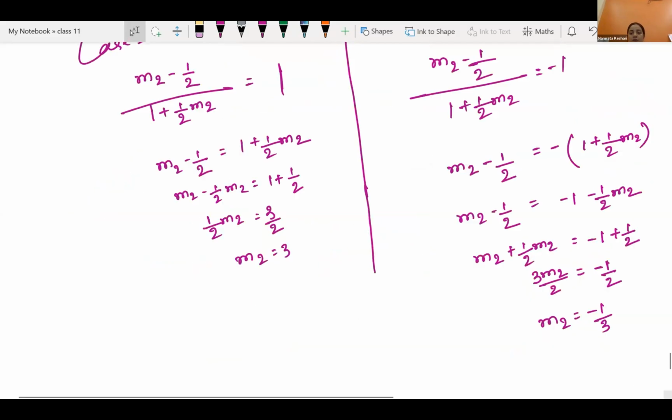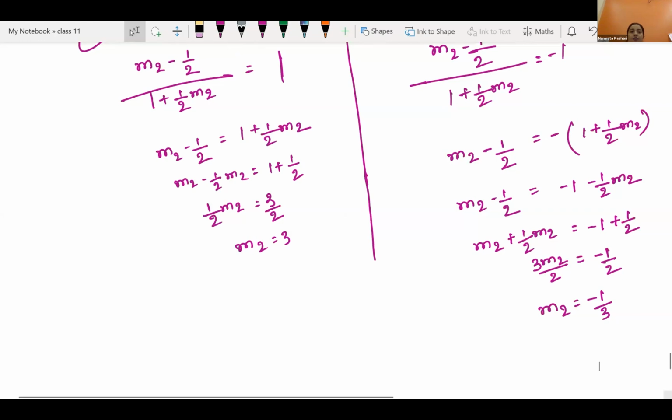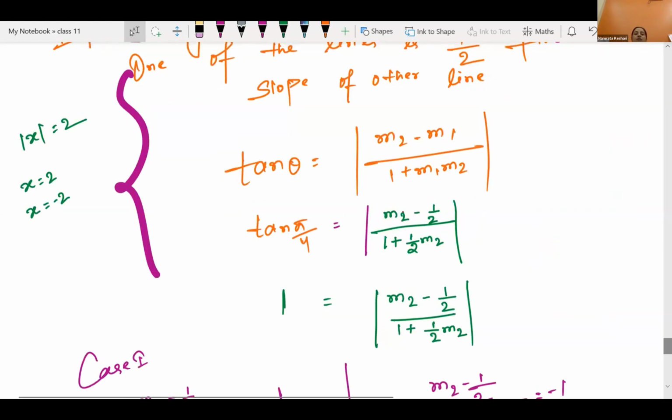Now this solution: in the question it was asked that we are having two lines. Read it by yourself. The angle between both lines is pi by 4, and the slope of one of the lines is 1 by 2. Find the slope of the other line. The moment we realize this is related to angle between two lines, we will use the formula: tan theta is equal to mod of (m2 minus m1) by (1 plus m1 m2). Please do the solution.